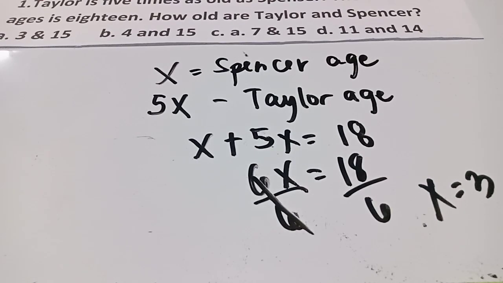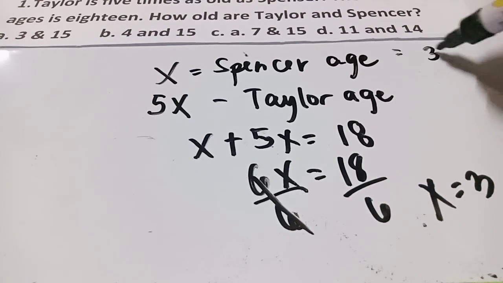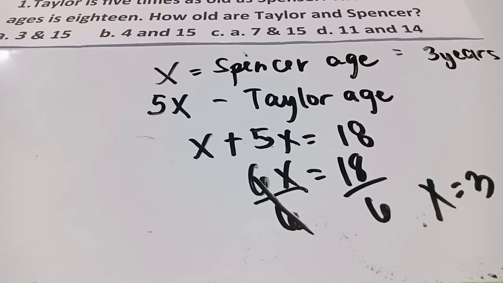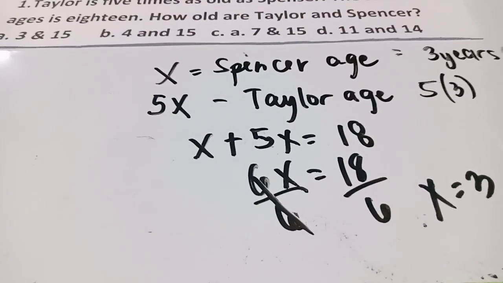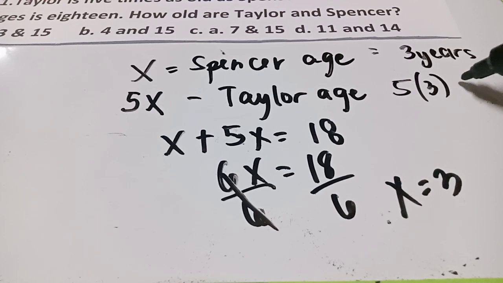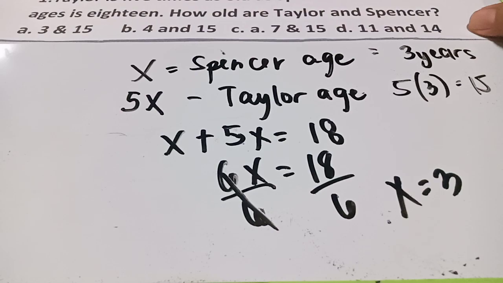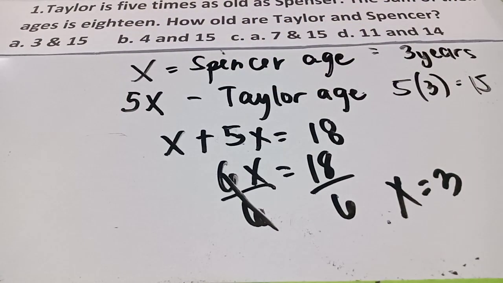So automatically 3 will become the age of Spencer. This is 3 years old. And then 5 times 3 is 15. Let's present this as the age of Taylor. So take note, the age of Taylor is 15 and the age of Spencer is 3. So what will be the answer? The best answer is letter A. Take note, guys, this is letter A for the age problem.